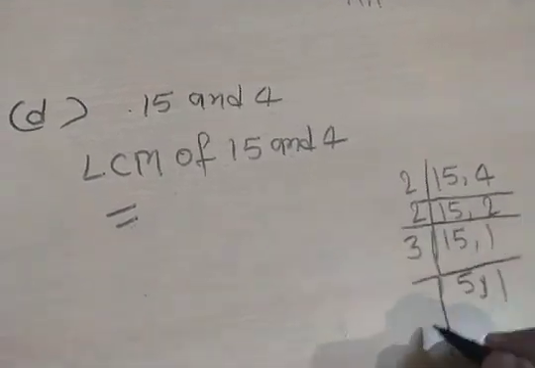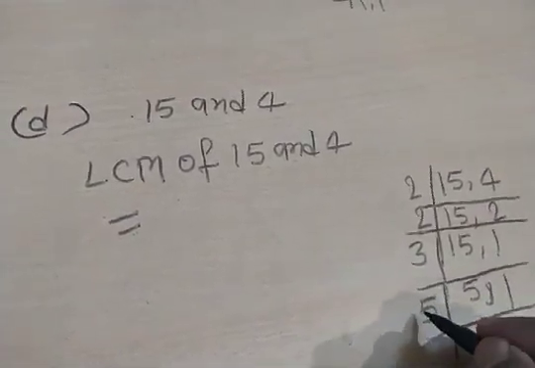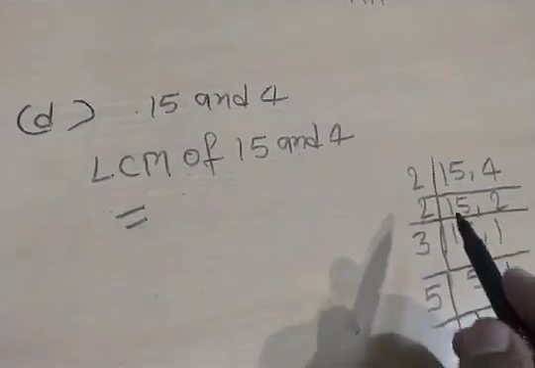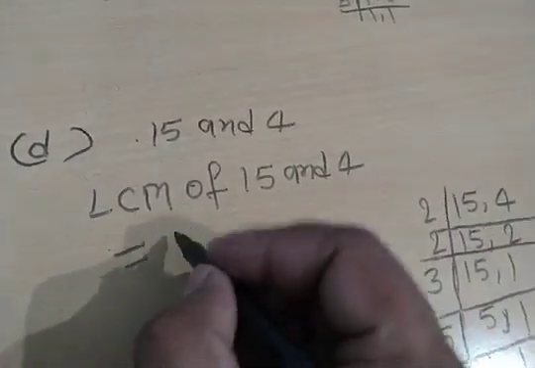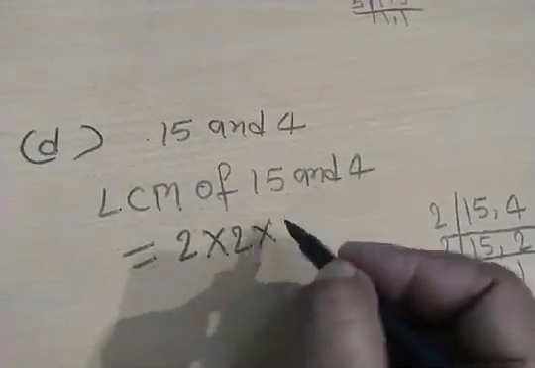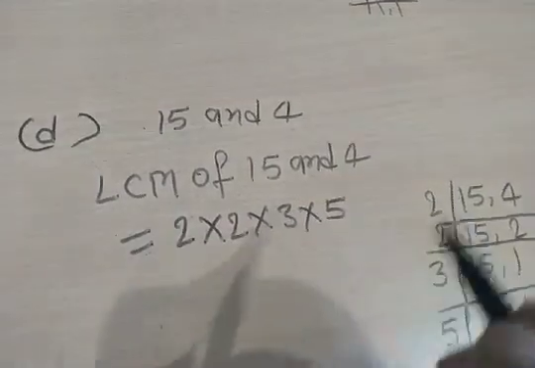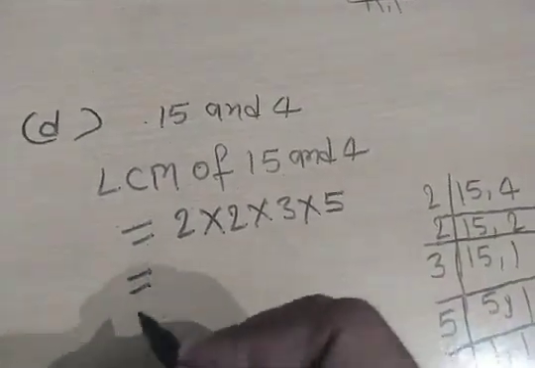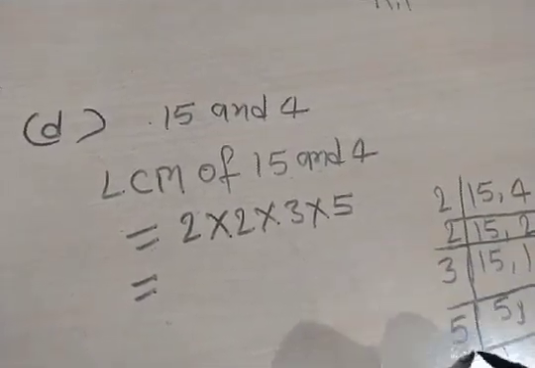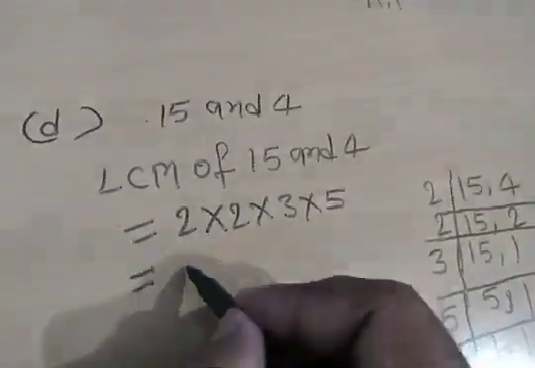Okay, after this we select the smallest prime number 5. 5 ones are 5, so 5 into 1. Okay, so LCM of 15 and 4 is 2 into 2 into 3 into 5. Clear? So LCM is the product of divisors. This is the divisor. The product of these divisors is LCM. Okay, so 2 twos are 4, 3 fours are 12, 5 twelves are 60.